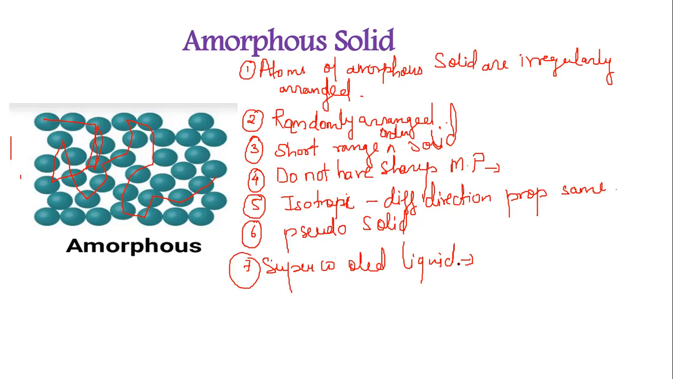तो भले ही वो दिखने के लिए solid दिखते हैं, but वो solid नहीं होते. उनका properties are not like a solid. जैसे कि glass है. Glass is a super cooled liquid. Okay. Then, what are the examples of amorphous solids? What are the examples?